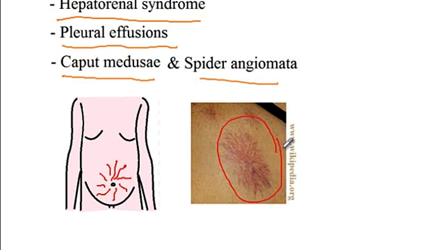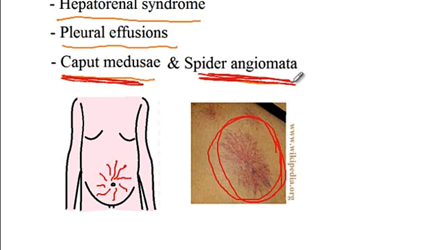And then one question that I would like to ask you is, what is the underlying cause of the development of spider angiomata? So we just discussed that caput medusa is from the backflow of blood from the portal venous system into the periumbilical vein. With spider angiomata, it's not the blood flow that causes that. So what is the underlying cause of spider angiomata?